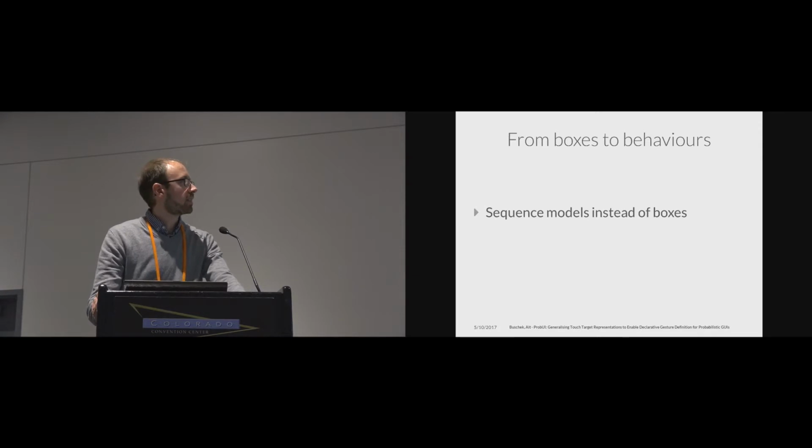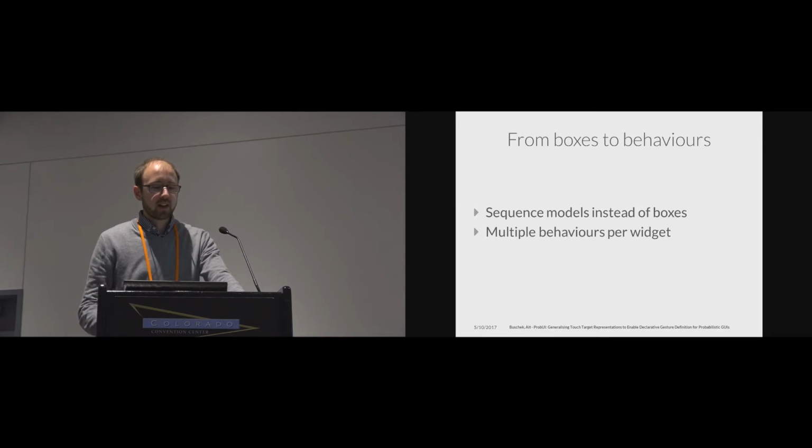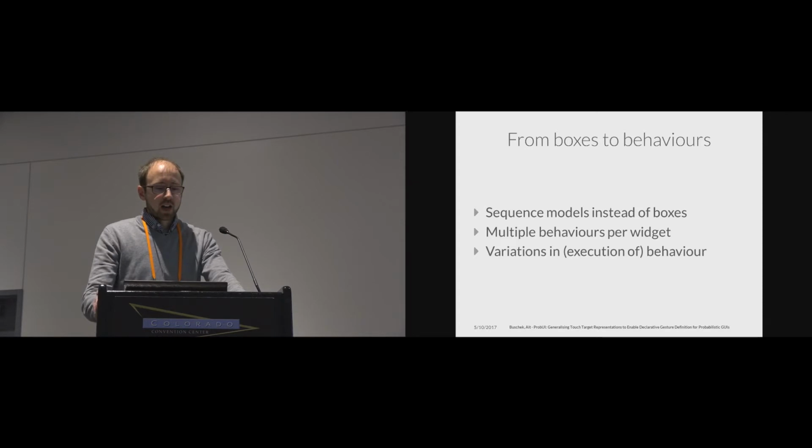Okay, so as an intermediate summary, we try to move from the world of boxes to a more general view, and in this case we introduce sequence models instead of simple boxes. We also allow the developer to specify more than one behavior per widget, basically rendering each UI element a little gesture classifier. And since this is to some extent probabilistic, it can account for variations in the way the user executes these behaviors.